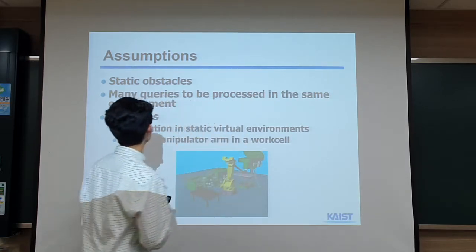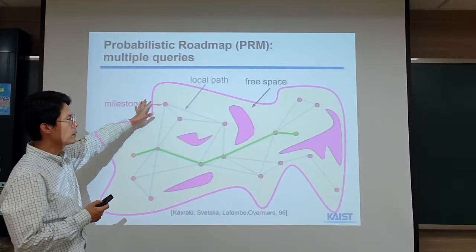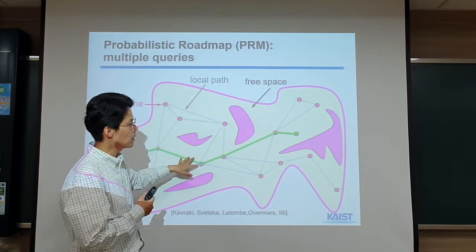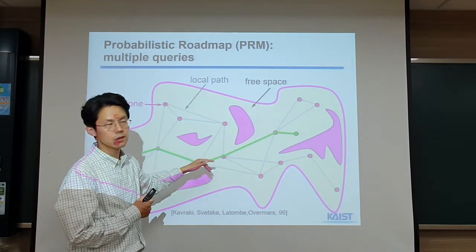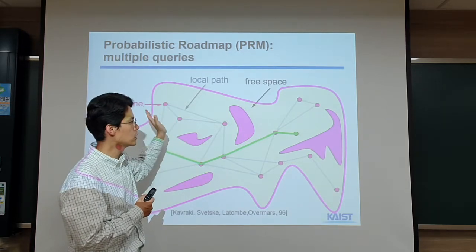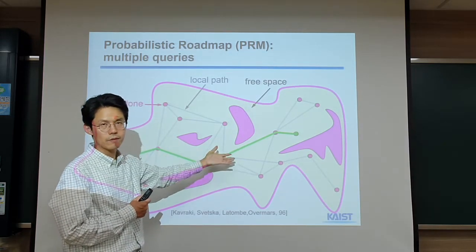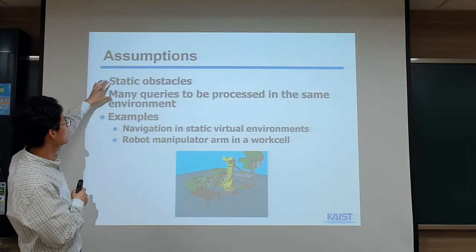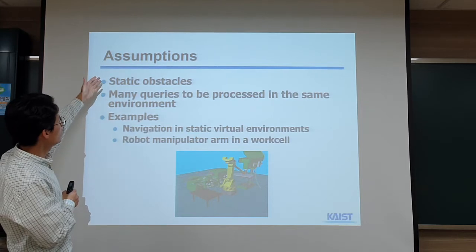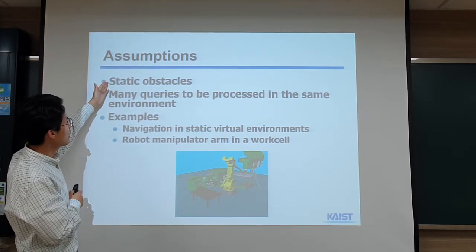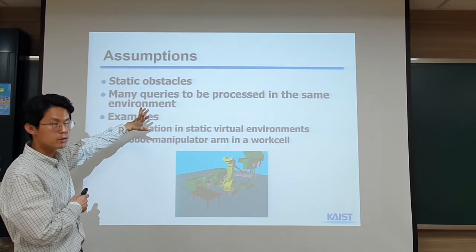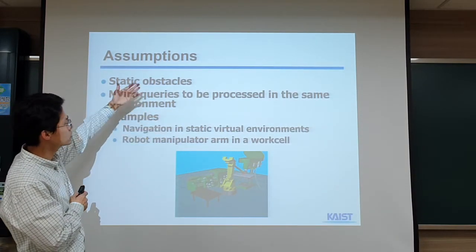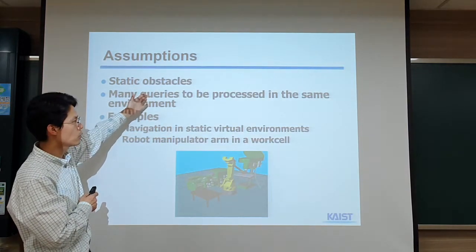So again, this technique assumes a static environment. Why? Basically, if the environment is changing, then this computed graph may not be valid, right? Then you need to reject all of it. You need to recompute the graph, right? Which takes a lot of time. So that's why the typical PRM technique assumes static obstacles, and given this environment, we compute the probabilistic roadmap. Then multiple queries can be processed in the same environment using the same PRM, this probabilistic roadmap.